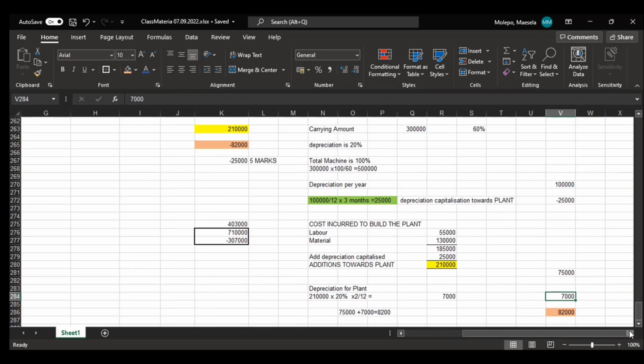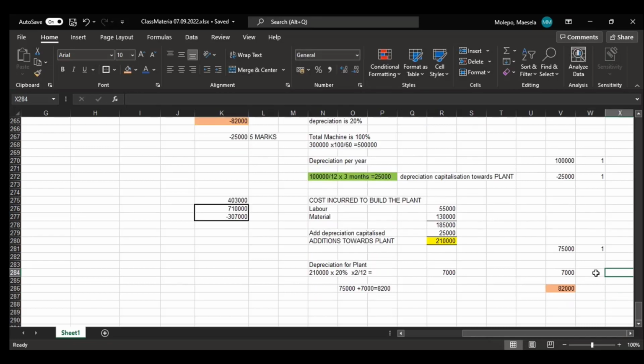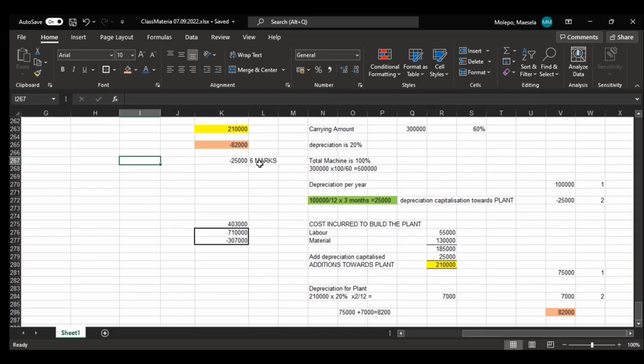You forgot to put this. Let me go further. Here's 1 mark, and here's another 1 mark. Maybe here is 1 mark, and here it was supposed to be 2 marks. Let's say here it was also 2 marks. So 2, 4, 5. Let's say all in all this is even 6 marks. I just want to show you something. It's 6 marks.